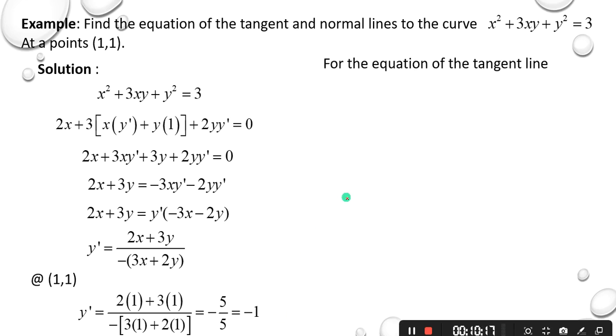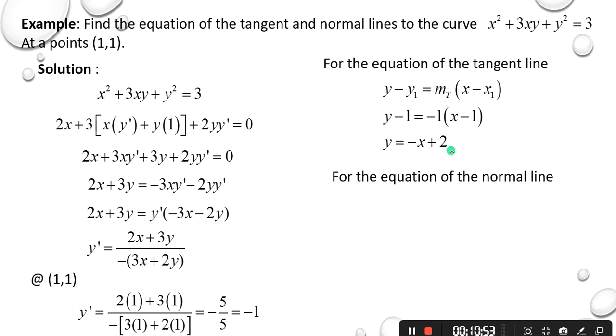So for the equation of the tangent line, we shall use the general form of the line, that is y minus y1 equals m sub t times x minus x sub 1. So we plug in the values of y sub 1 and x sub 1, and also the slope of the tangent. So we get y equals negative x plus 2.